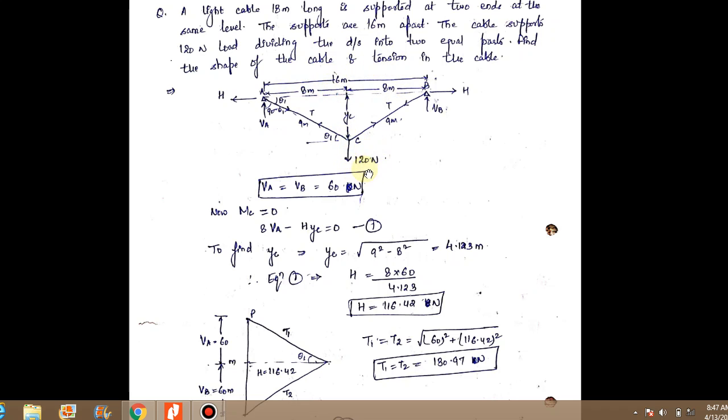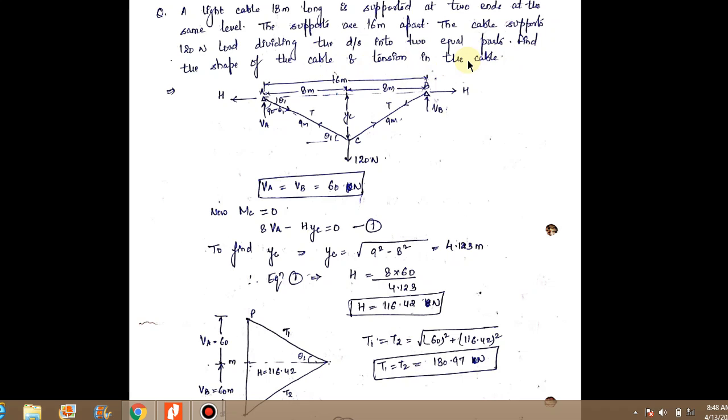So 120 Newton is acting at 8 meters from the left support, because if it acts at 8 meters from the left support, then the distance will be divided into two equal parts, 8 meters and 8 meters. So now we have to find the shape of the cable and the tension in the cable.